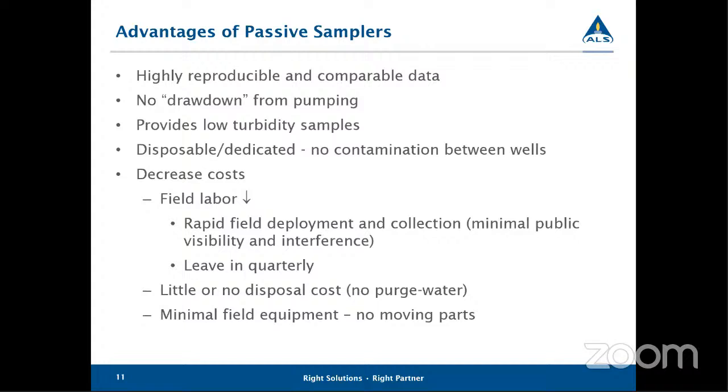visibility and interference. So you can be in and out, no large amounts of equipment to worry about, that sort of thing. You don't have to worry about any disposal costs. So if you are pulling purge water and you have to dispose of it afterwards, well, you might have to pay for that as well. With passive sampling, that's just not a factor. Same with the field equipment. No moving parts. It's one piece.